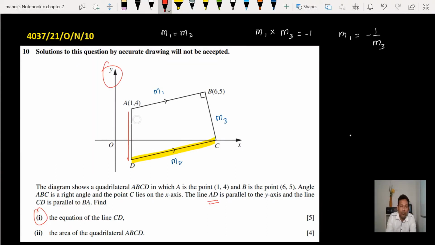Now, what I was telling you is that when we have a line parallel to the y-axis, all the x-coordinates will be the same. Like this is (1, 4). If I'm talking about this point here, this will be (1, 0). Why? When a line is parallel to the y-axis, all the values of x will be the same, 1, 0, and when we move to coordinate D, this will be (1, y). So that's a very important thing.